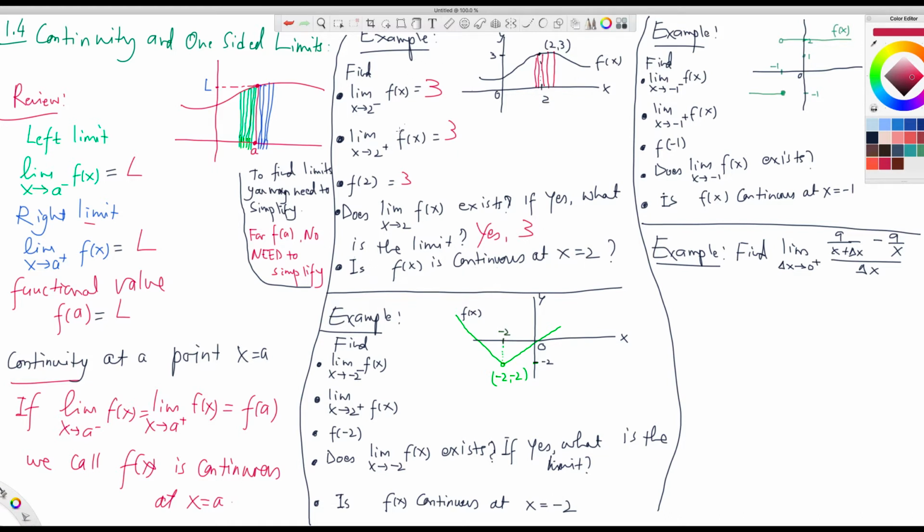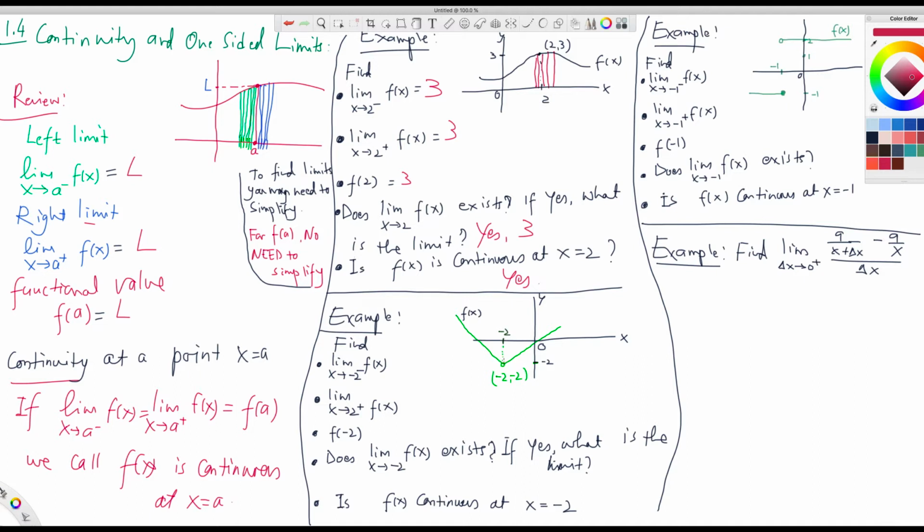Since the left limit, right limit and the functional value are equal, the answer is yes. If the left limit, right limit, and the function value are equal, then we call the function continuous at that point. Okay. Let us look at another example. Here, the graph of the function is in green. Okay, at (-2, -2).